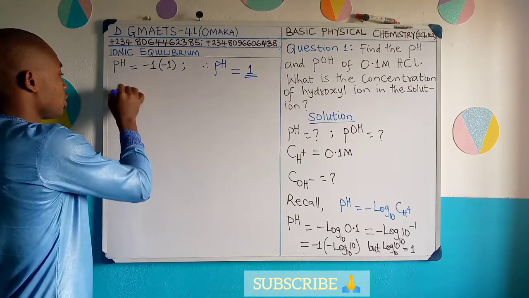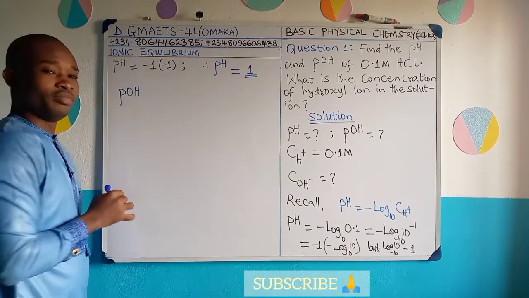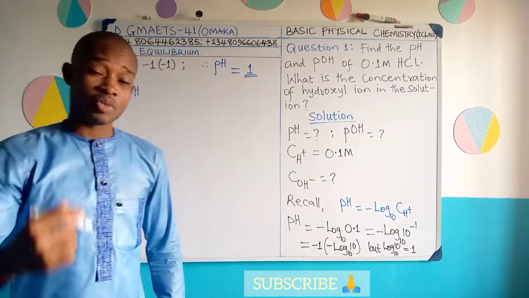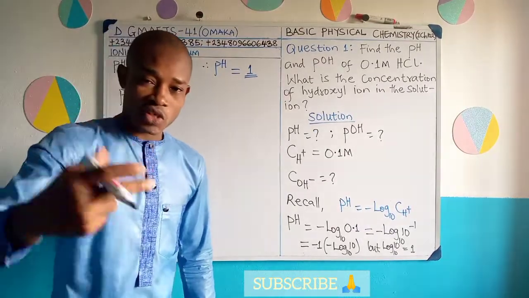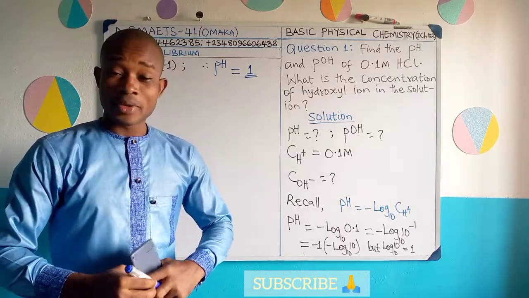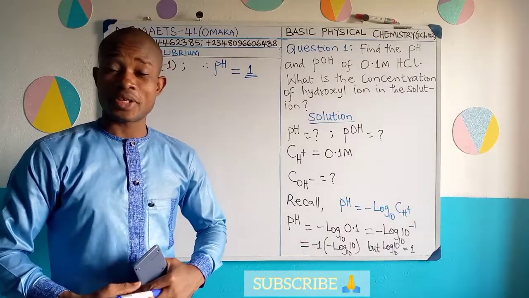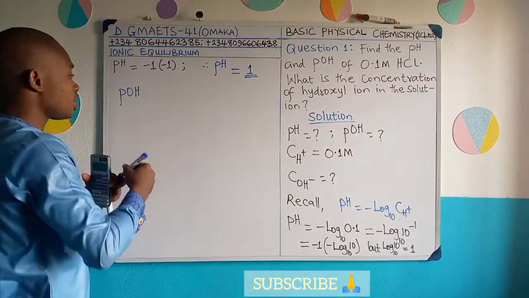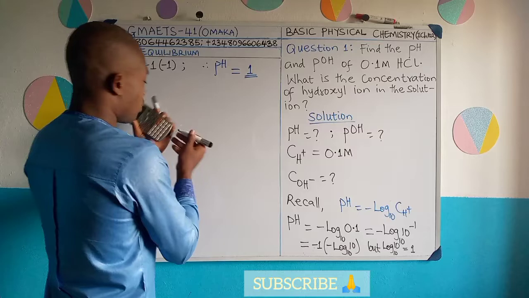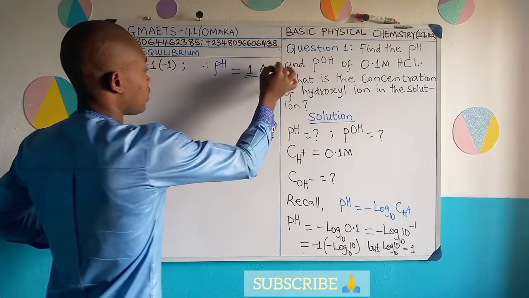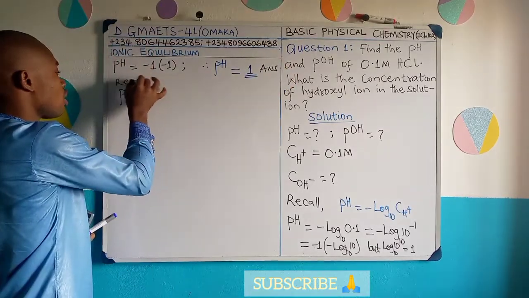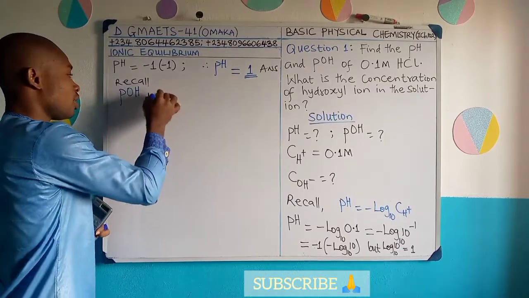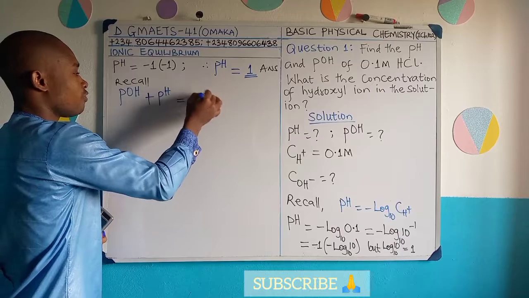Now to obtain pOH, we can actually get pOH from negative logarithm to base 10 of hydroxyl ion concentration. But we don't know the hydroxyl ion concentration here. Therefore, what do we do? We have to recall that pH plus pOH. Let me put the answer here. I'm done with the first part for pH. I'm going to write recall: pOH plus pH is equal to 14.